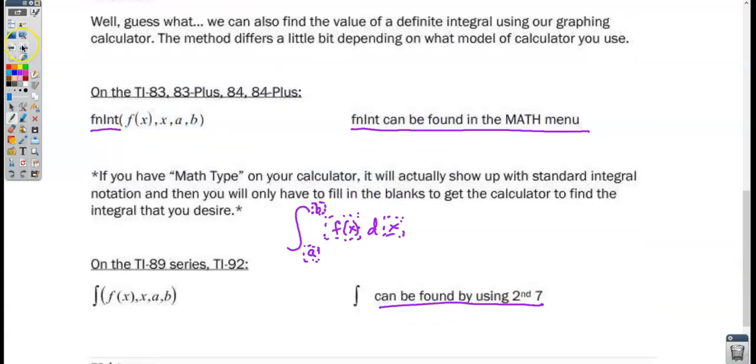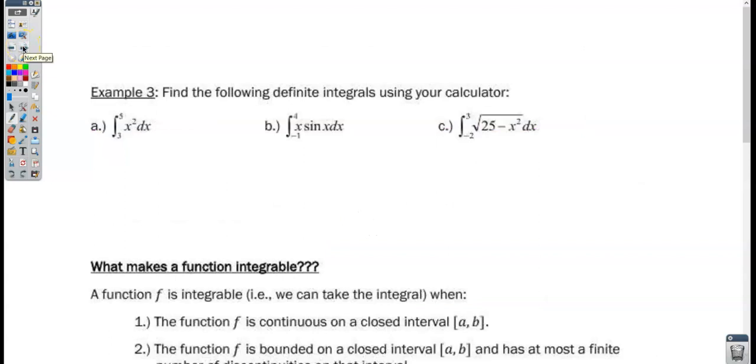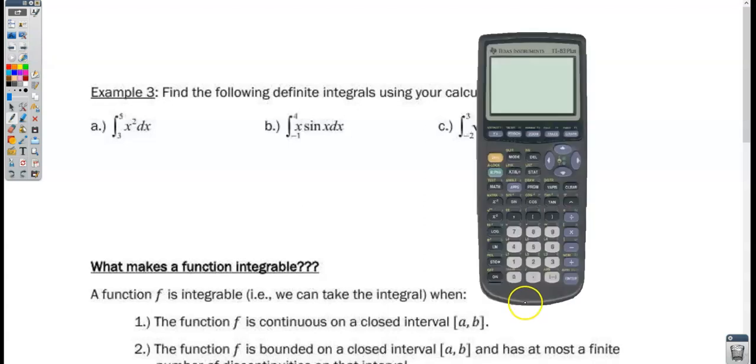Alright, so let's go over to the next page. Example 3. We're going to find the following definite integrals using our calculator. So the integral from 3 to 5 of x squared dx. If I pull up my TI-83, oh, what is going on? There we go.